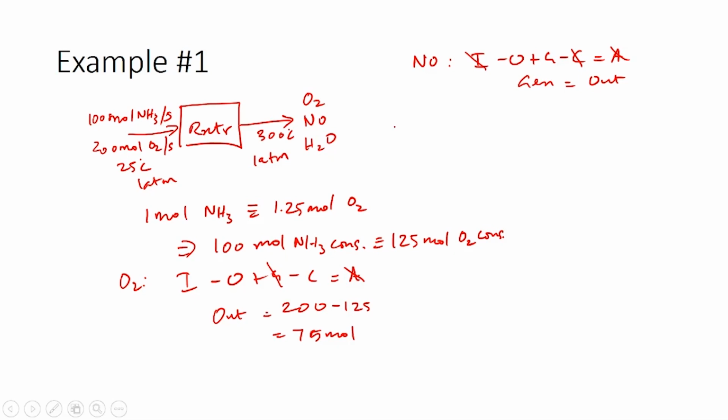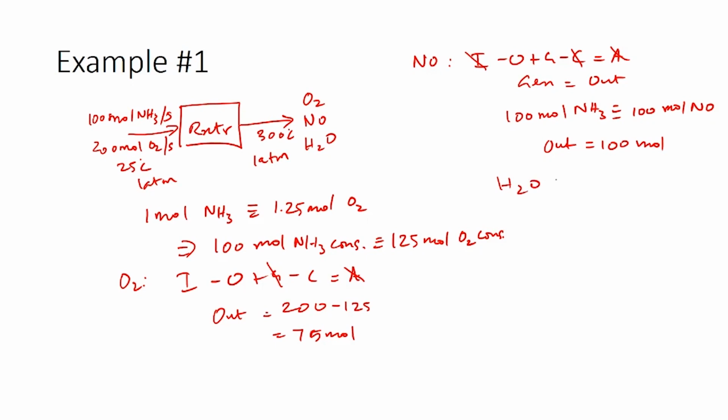Generation can be identified using stoichiometry. We have seen that for 4 moles of ammonia being consumed, 4 moles of nitric oxide are produced. So, for 100 moles of ammonia consumed, you would have 100 moles of nitric oxide formed. This means your output for nitric oxide would be equal to 100 moles.